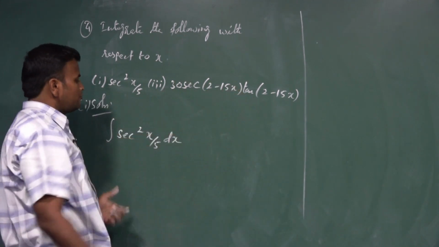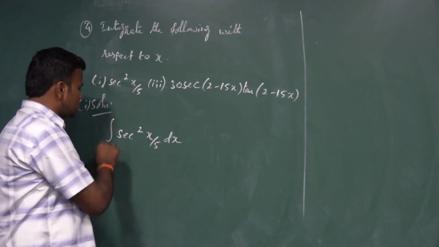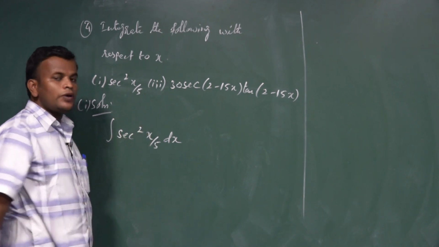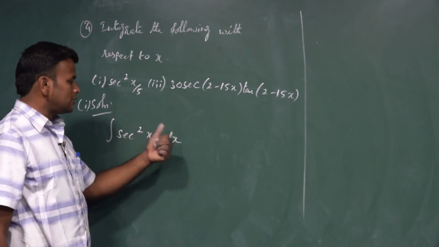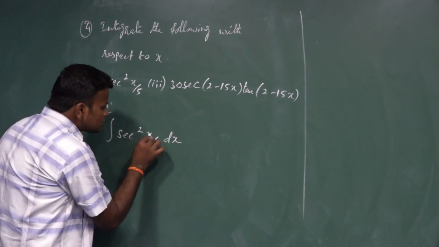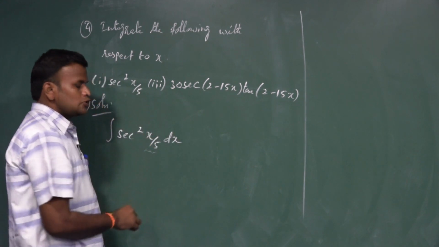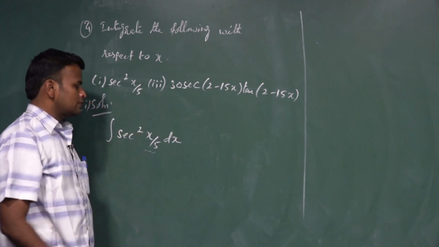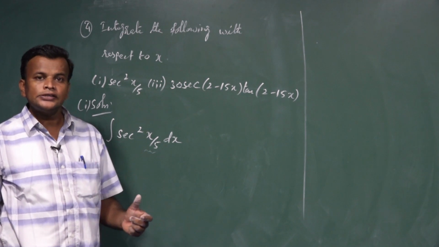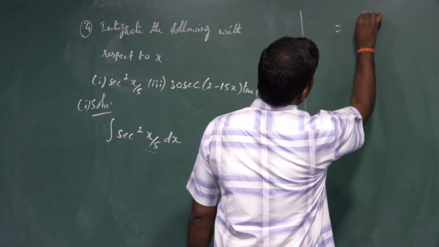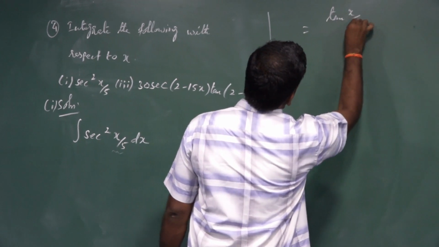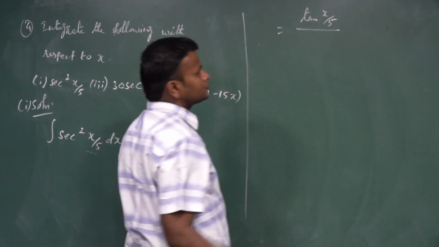We integrate the term with respect to x. So integrating secant square of x by 5 into dx. In place of x here, we have x by 5. First of all we treat it as x. The integral of secant square x is tan x. So tan of x by 5.